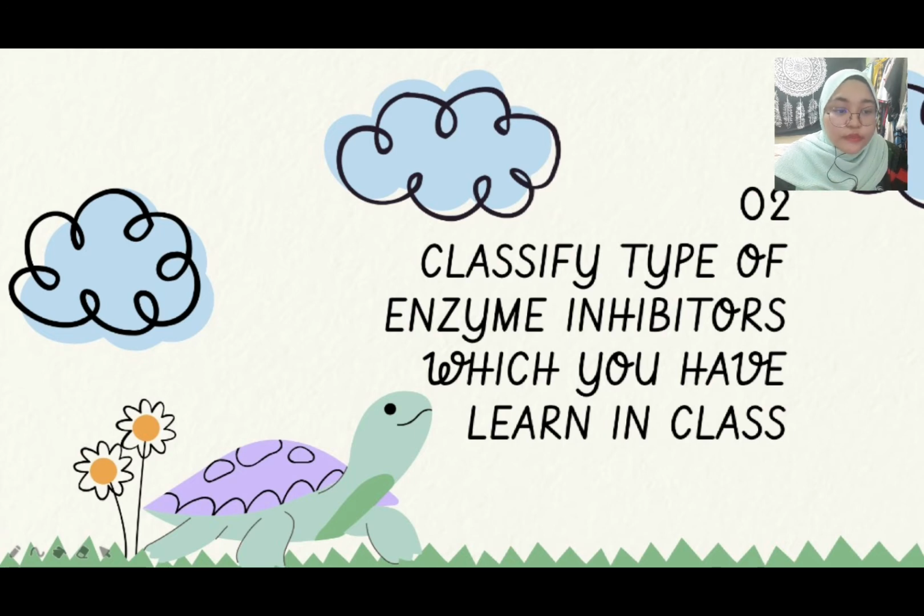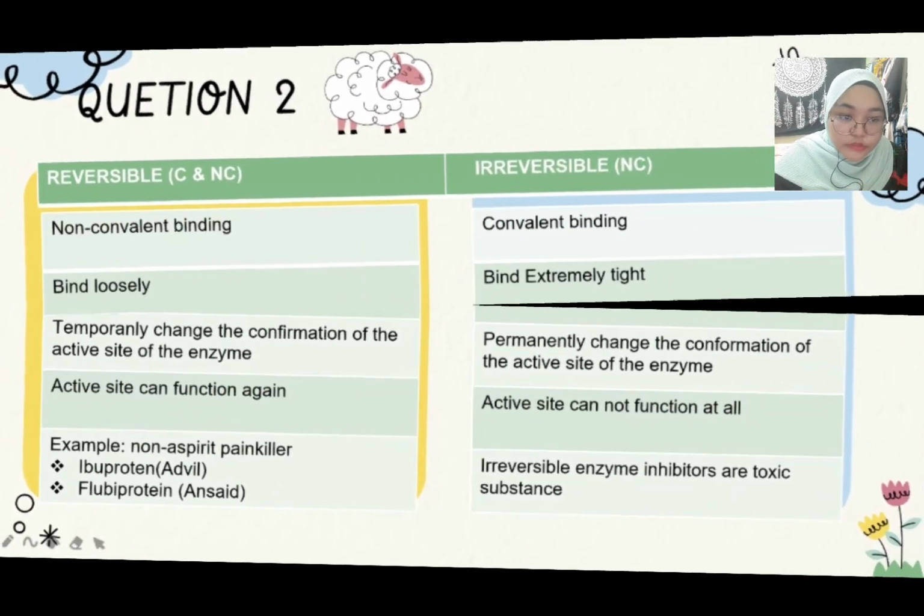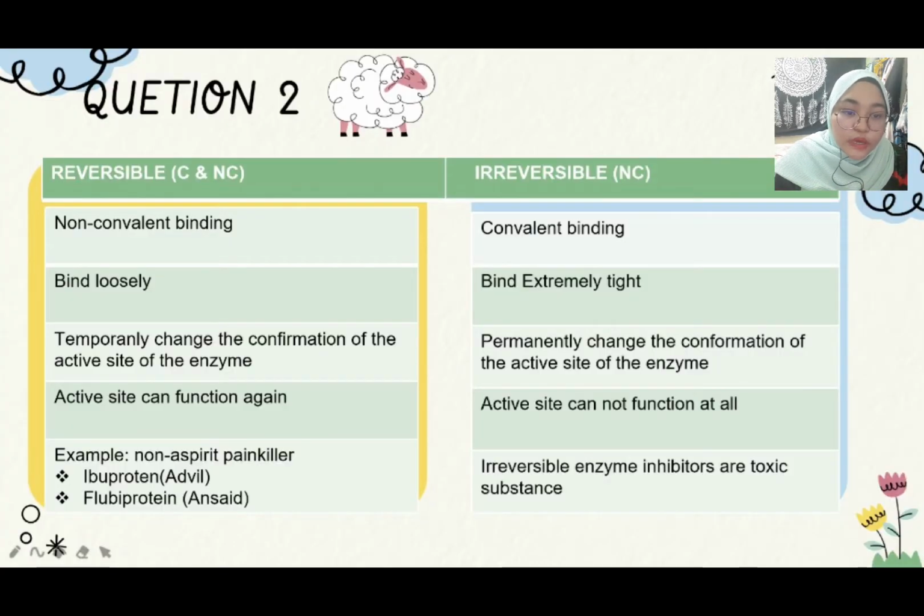Classify types of enzyme inhibitor which you have learned in class. So what I learned in class, we have 2 types, which are reversible and irreversible. For reversible, we have non-covalent binding, binding loosely, temporarily changing the conformation of the active site of the enzyme, and the active site can function again because it is reversible, right? So we can use it more and more again. The examples are non-aspirin painkillers such as ibuprofen and flurbiprofen. And for the irreversible, we have covalent binding, binding extremely tightly, permanently changing the conformation of the active site of the enzyme. Active sites cannot function at all after being used. And irreversible enzyme inhibitors are toxic substances.